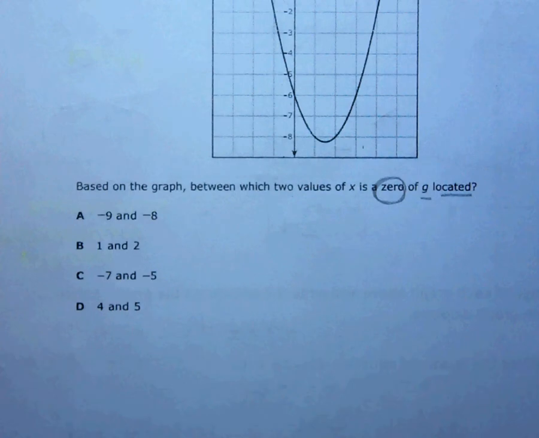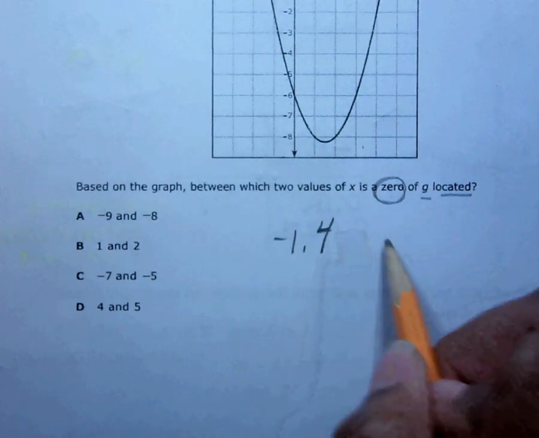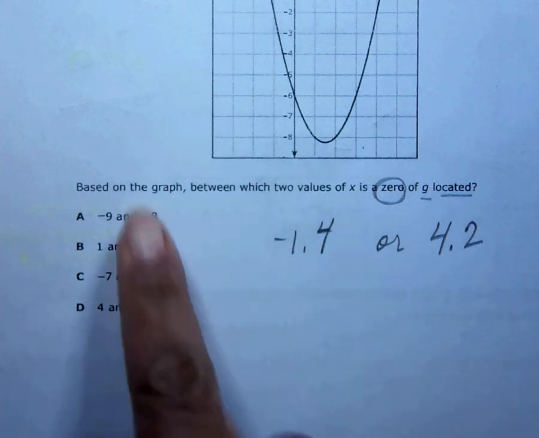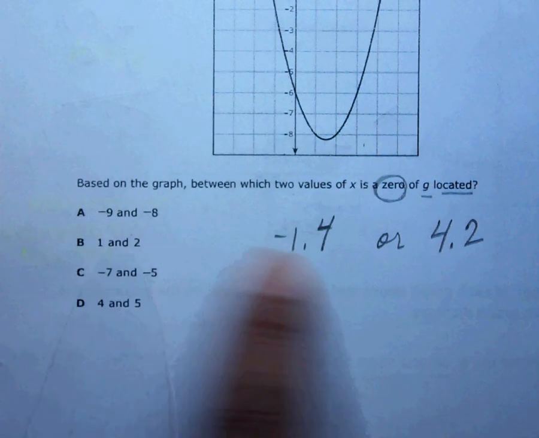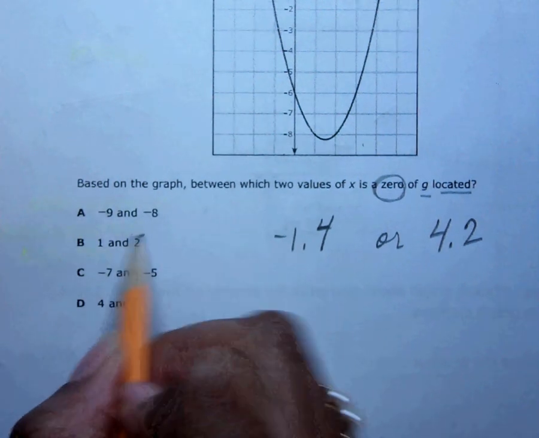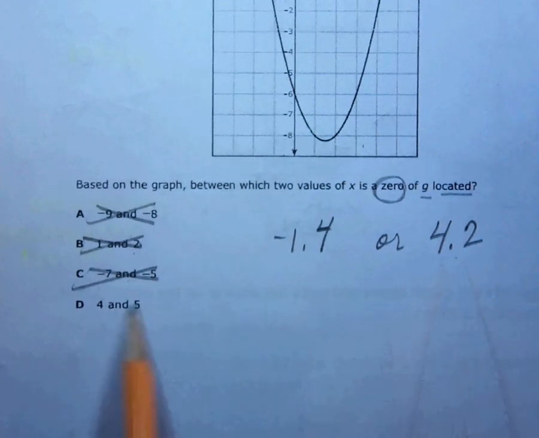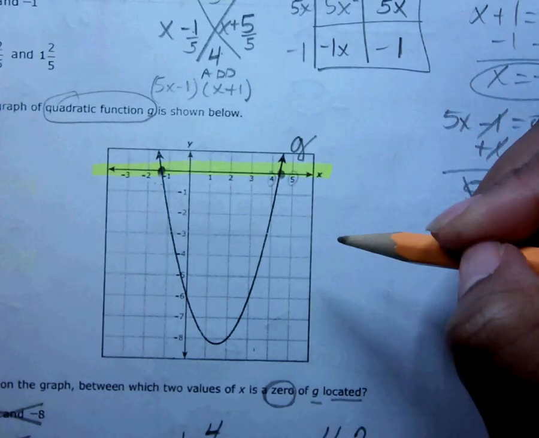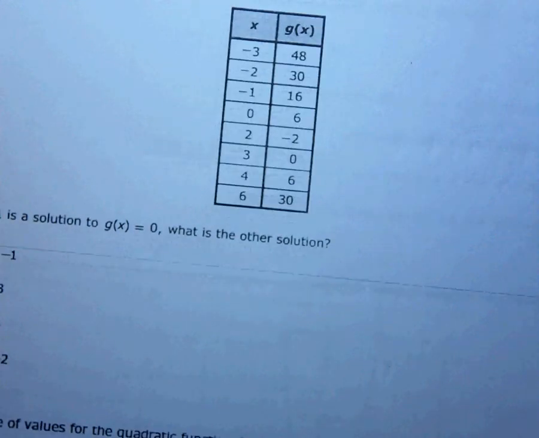So look at your answer choices. Which one describes negative 1 point, let's just say 1.4, or 4 point, I don't know, 2 or 3? Which one describes that? No, it's between negative 1 and negative 2, so no, that's way off. And this one is between 4 and 5. You can also look between 4 and 5. The table of values of quadratic function g is shown below.